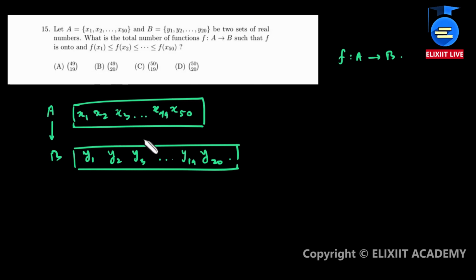Right? So now we have 50 pre-images and 20 images. So clearly the function is a many to one function. So now under this condition, f of x1 less than or equal to f of x2 and so on, less than or equal to f of x50, we find the number of mappings.